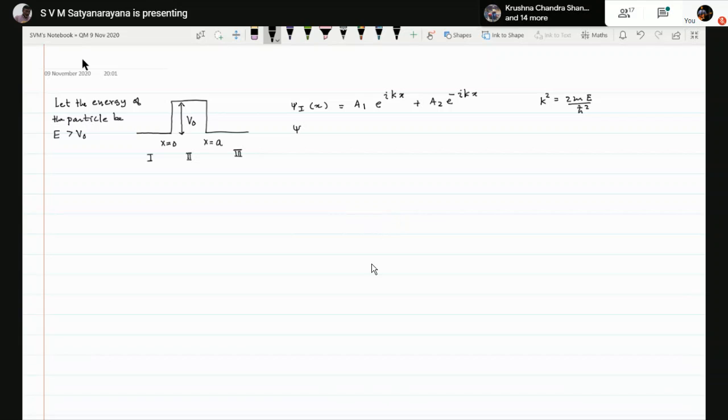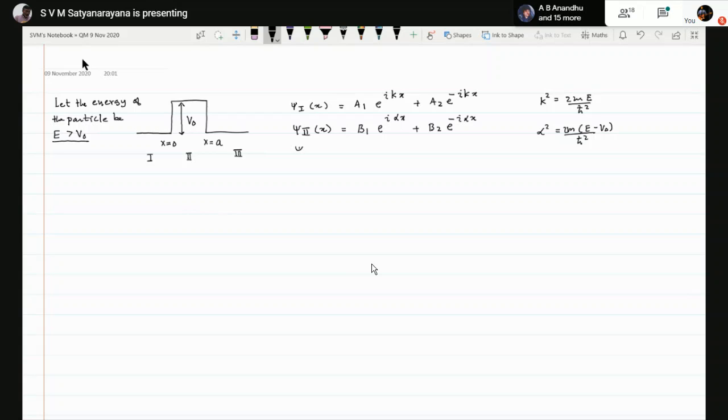Now the wave function in region 2, psi 2 of x, is equal to B1 into e to the power i alpha x plus B2 into e to the power minus i alpha x, where alpha square is equal to twice m into E minus V naught divided by h bar square. This is positive because E is greater than V naught, since we are working with a problem in which E is greater than V naught.